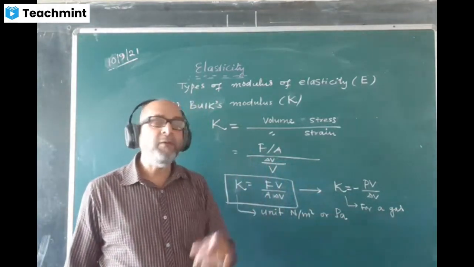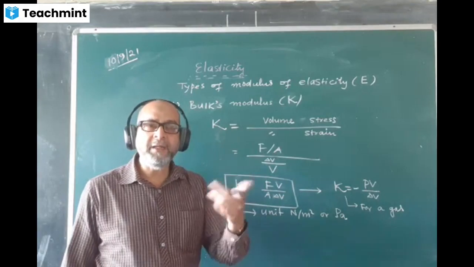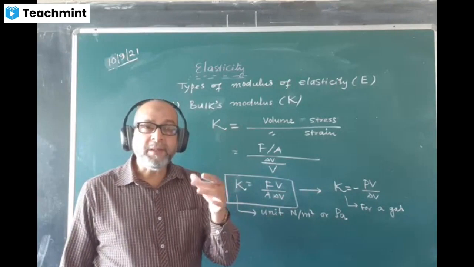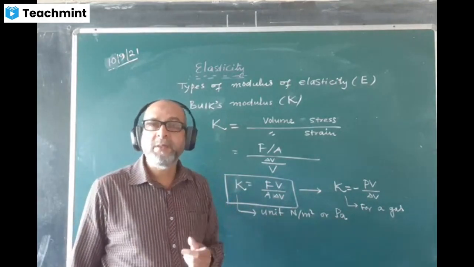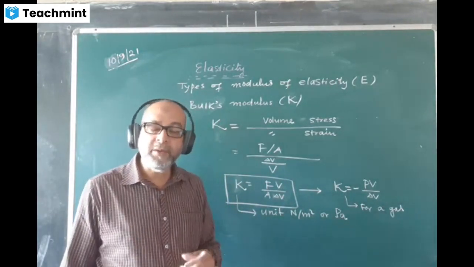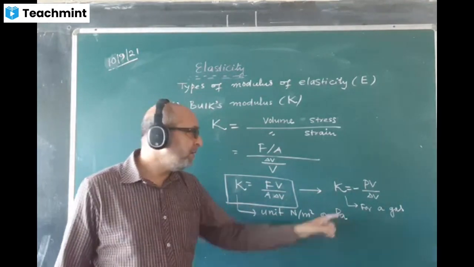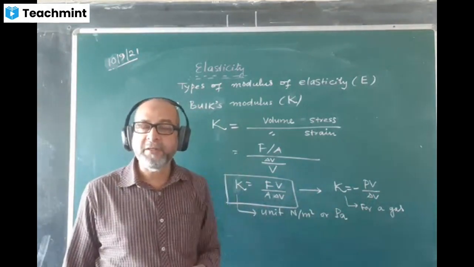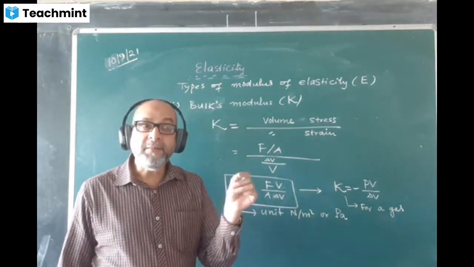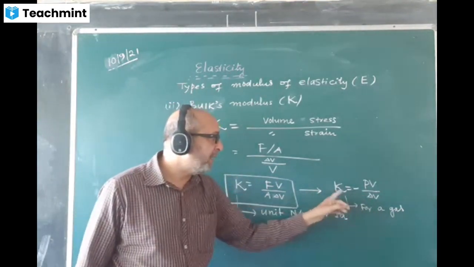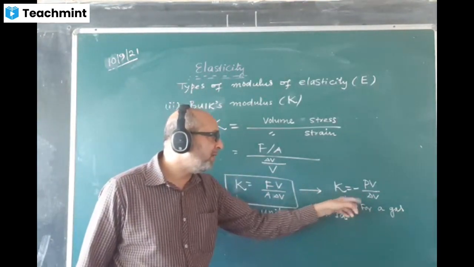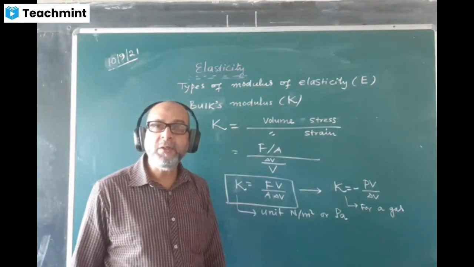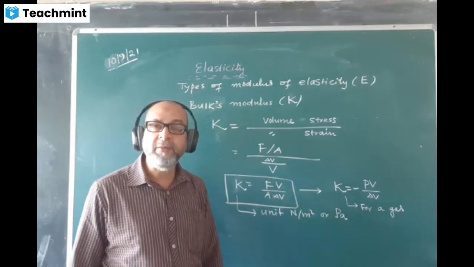For example, initial volume was 100 units, 100 centimeter cube, and the new volume will be anything but less, because when we increase the pressure, volume decreases. So suppose new volume is 90. What is the value of delta V? The delta V value will be final minus initial. Final is 90 and initial is 100. So 90 minus 100 will come negative. So this is negative, and K should always be a positive quantity. So negative cancels and K will come positive. K cannot be a negative quantity because K is a ratio, no? So ratio should not be negative.